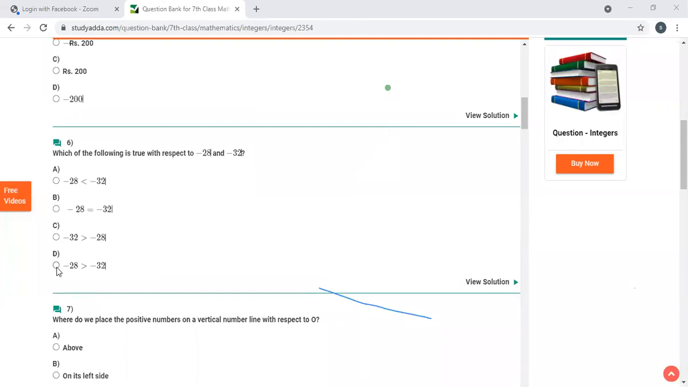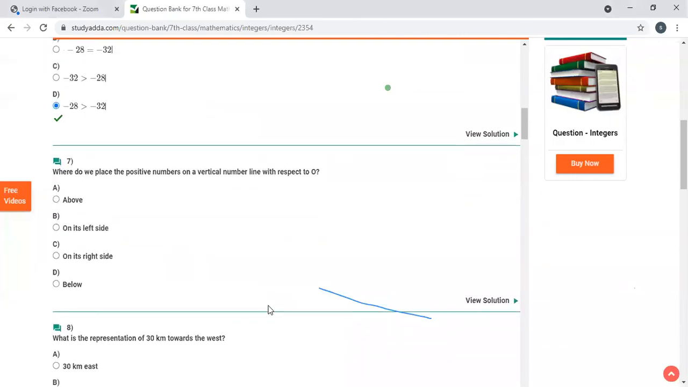-28 is greater than -32. So this one will be true. Next, where do you place the positive integer on a vertical number line with respect to 0?